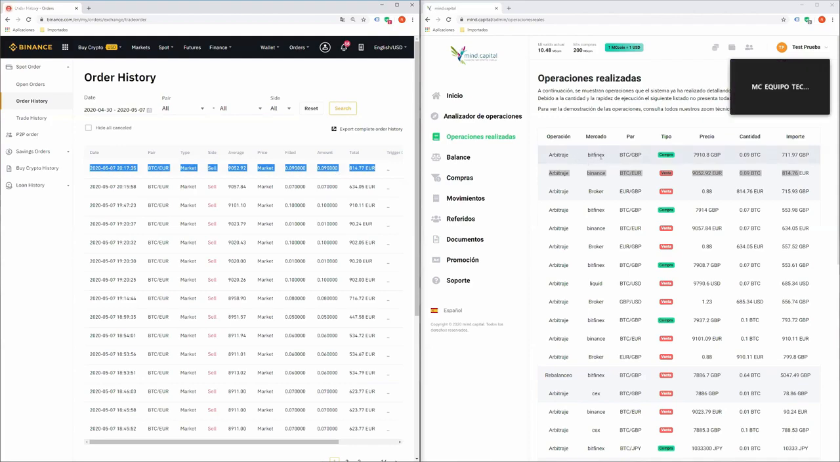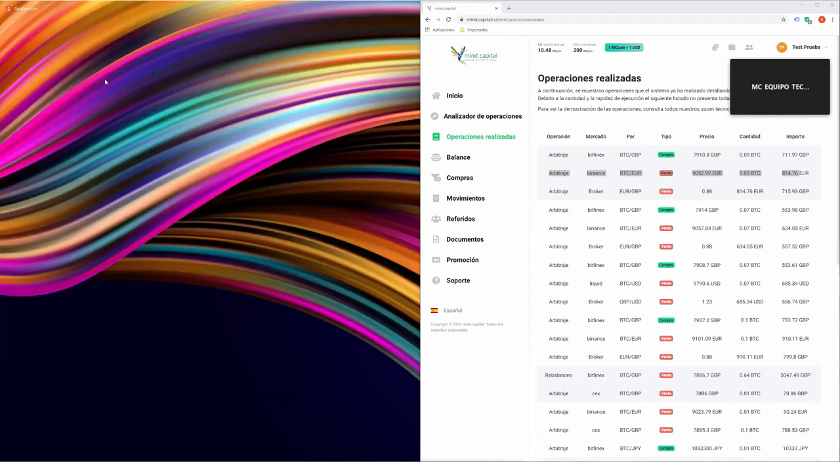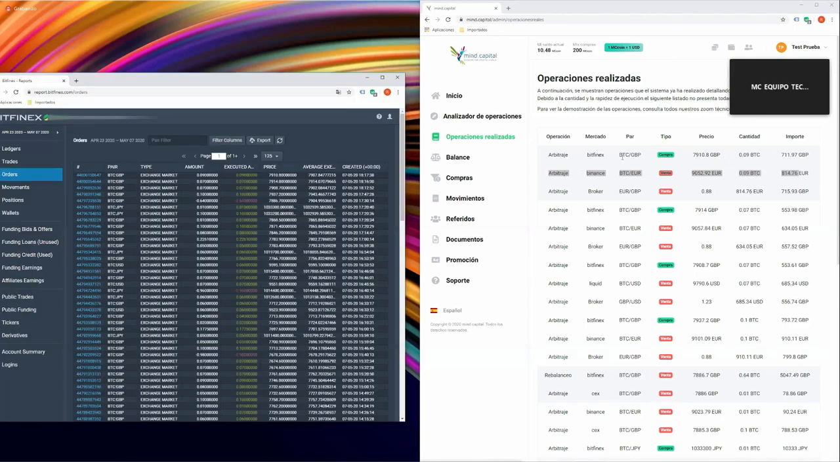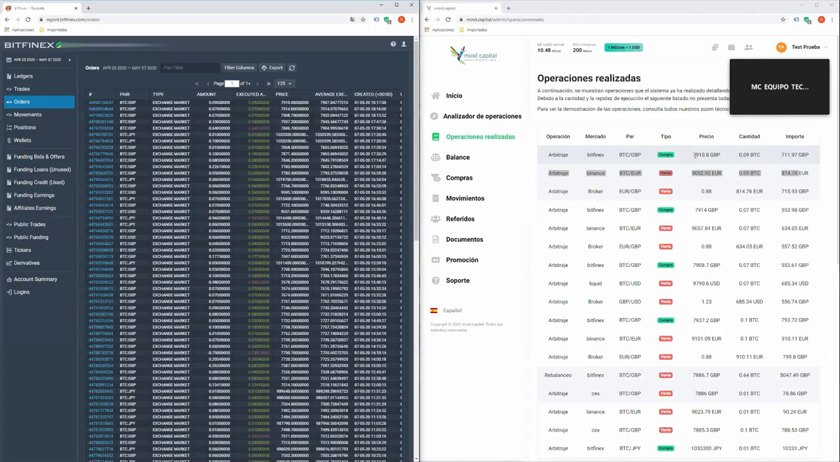The other type we do in Bitfinex. I'm going to open Bitfinex. One second. Bitfinex is here. Okay. Bitfinex BTC GBP is this. It is the last one. 7,910.8 is this one, and the total amount is this.